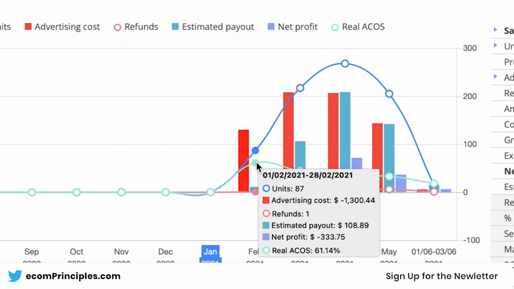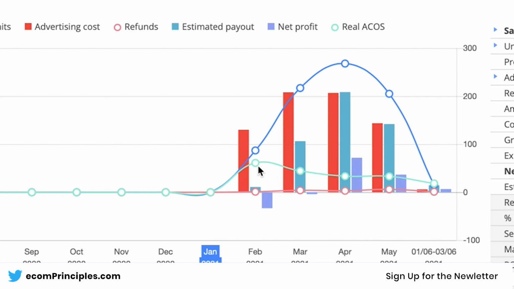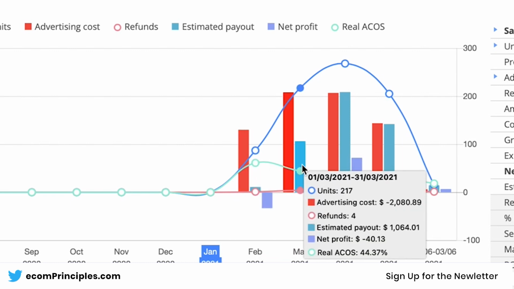So now if you hover on this, you will see that the real ACOS is about 61%, which is very high because my profit margin is somewhere around 45%. So if your ACOS is higher than your profit margin, you are definitely losing money, right? So that's not good. And then later on, if you see over here on the next month, which is March, the ACOS is about 44%, which is exactly what my profit margin is approximately.